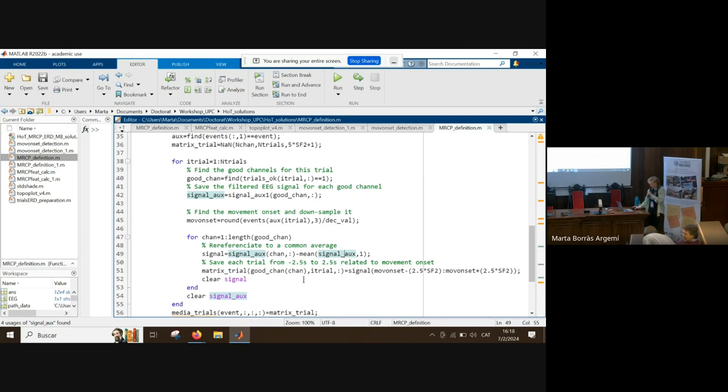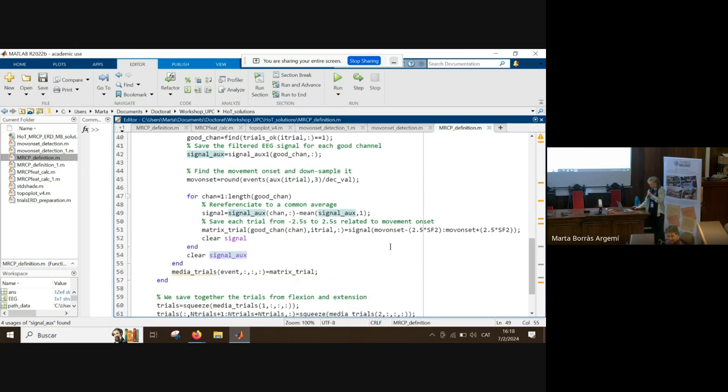And then we take the re-referenced signal from minus 2.5 seconds to 2.5 seconds aligned to the movement onset. Okay, I let you complete it.